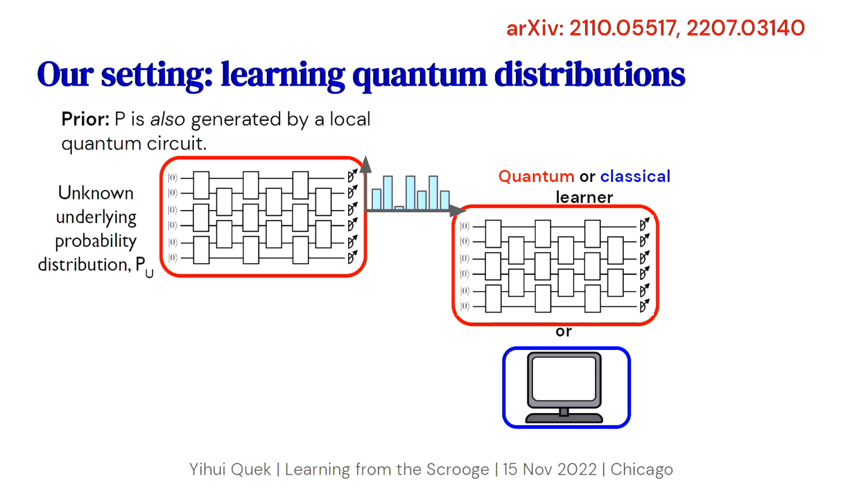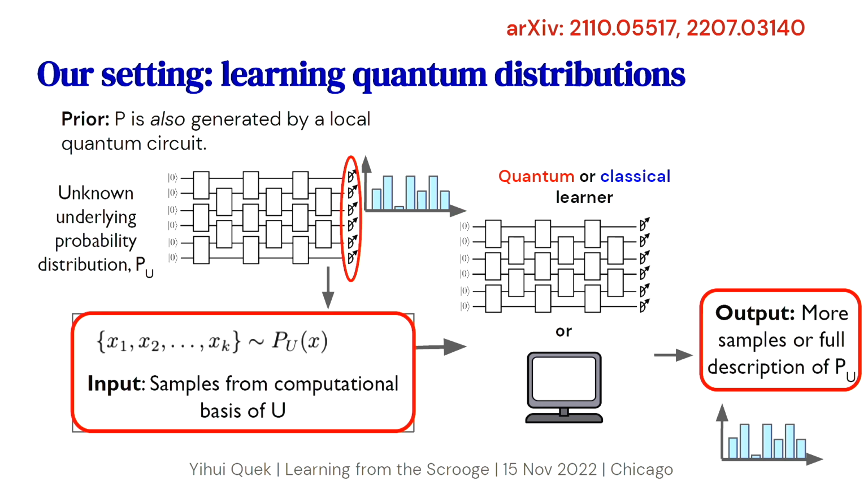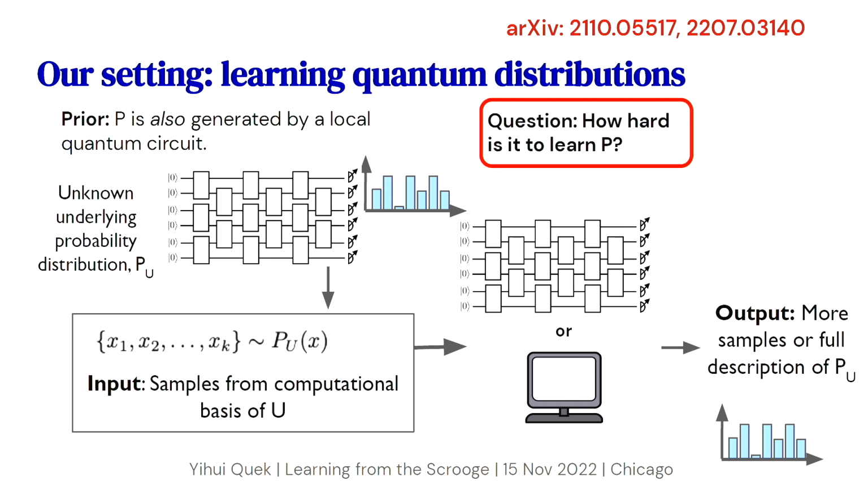by quantum circuits. So when I say that a quantum circuit generates a probability distribution, this is with respect to a certain kind of measurement. And we fix the measurements to be in a computational basis. And the job of the learner is to output more samples of this same probability distribution from which it saw samples, or alternatively, a full description of the probability distribution. So our question is, how hard is it to learn this probability distribution generated by the circuit?